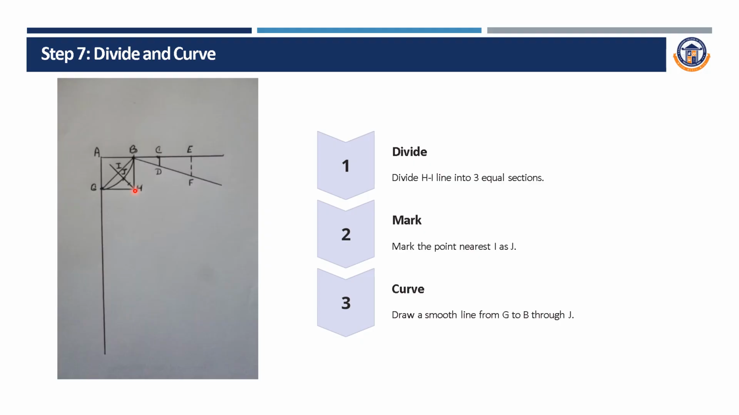Mark the closest section to I as J. Draw a smooth curve from G to B, passing through J to shape the armhole. Why is this armhole curve important? It creates a natural shape for the armhole and prevents tightness and discomfort when it is worn. So this is the plan when we are dividing and curving.